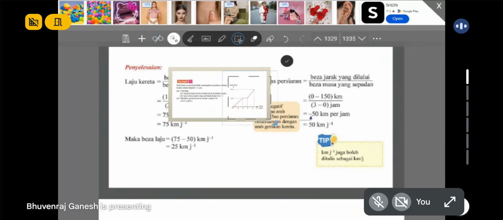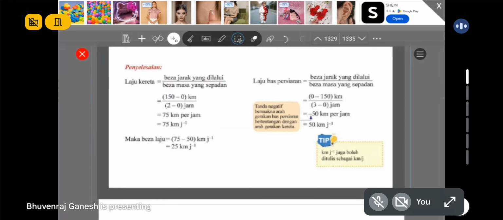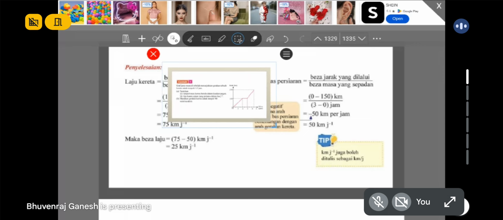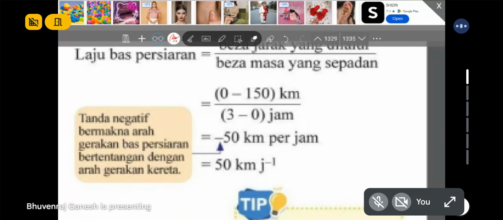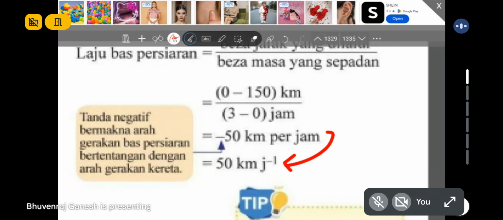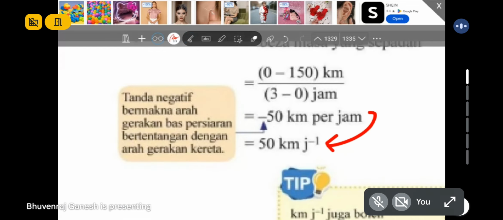Okay, so you can see the working step. Can you see guys? Cuba nampak dia letak positif atau negatif. Can you see guys? They convert from negative to positive. Reason? Because tanda negatif bermakna arah gerakan bas berlawanan. Negative only show that the direction is opposite to each other.